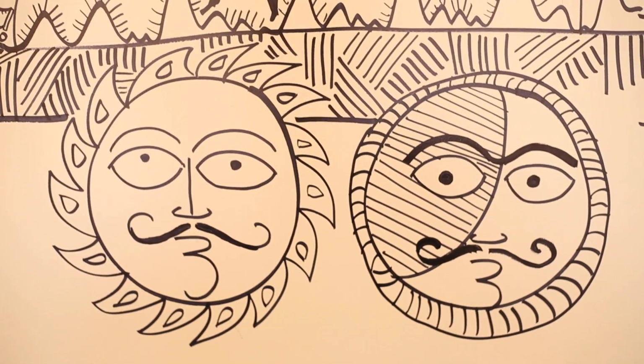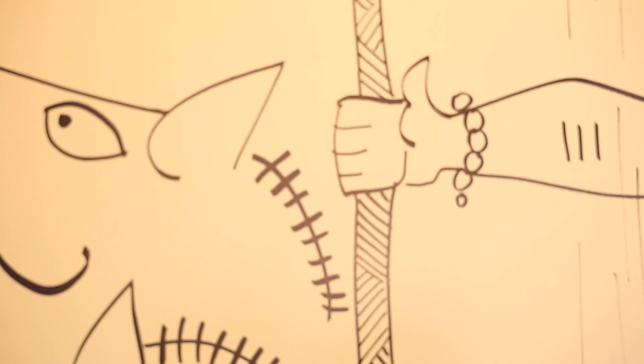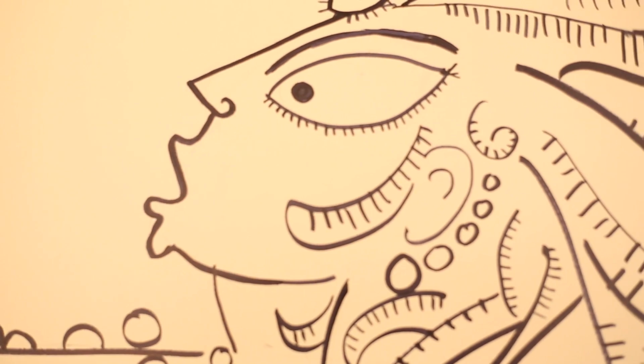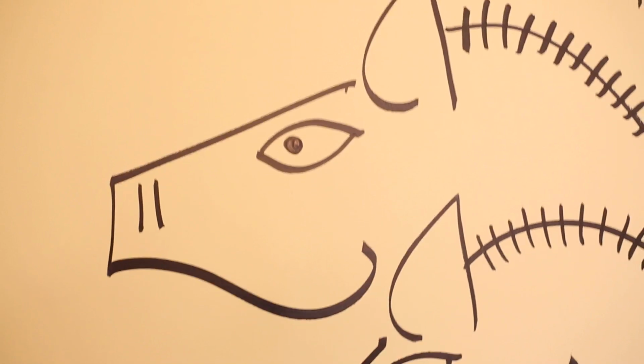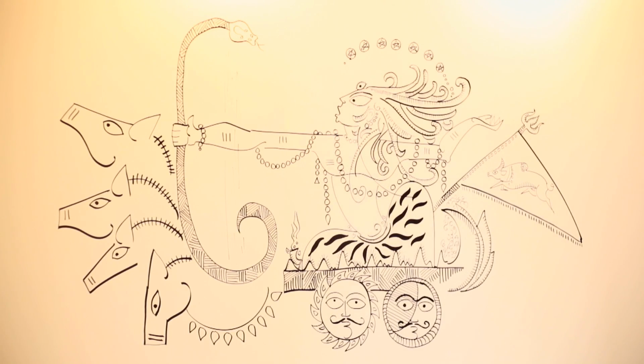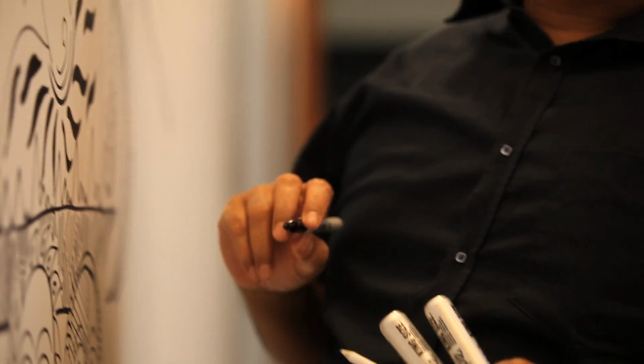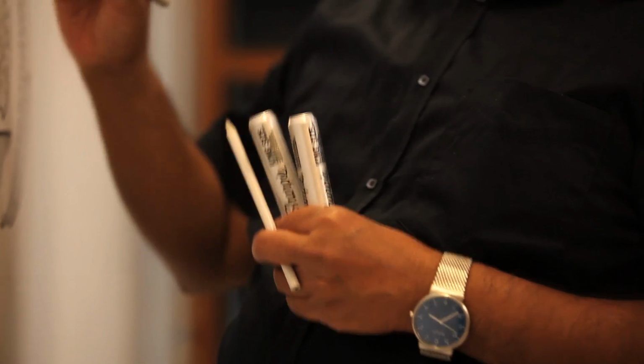Motifs like the horse or the yali, which is half elephant and half lion. So I think I'll explore it as I keep drawing it. My style of drawing is to do things very rapidly. I'm a little impatient.